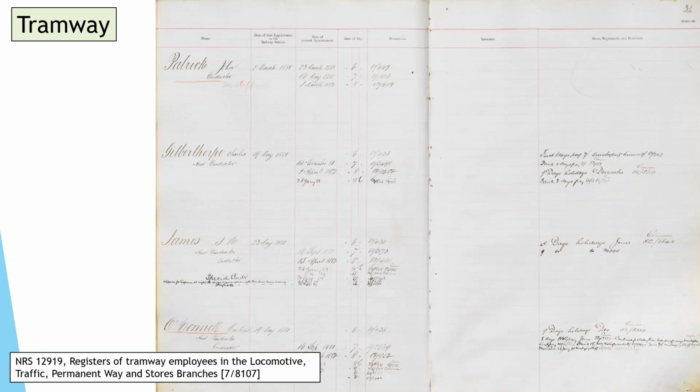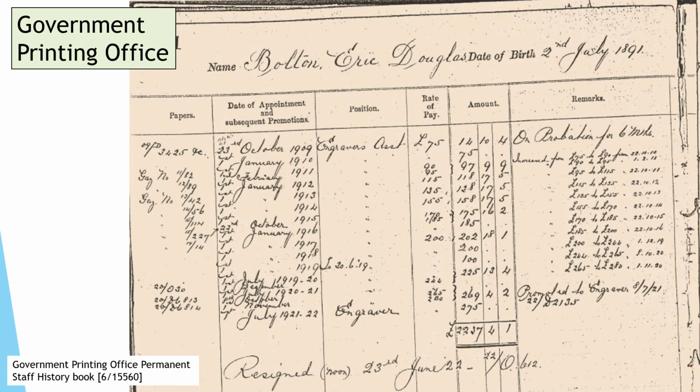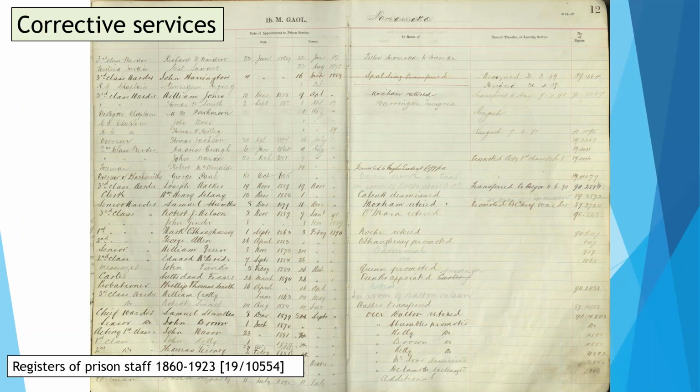An example from Tramway. You can see there's 2 styles, isn't there? There's the full history card and there's this, which is just a smaller one. And so it was really down to the agency what kinds of information they wanted to store on people. Government Printing Office. This follows the traditional pattern, doesn't it? Interesting, he's an engraver. Started on probation. Corrective services.